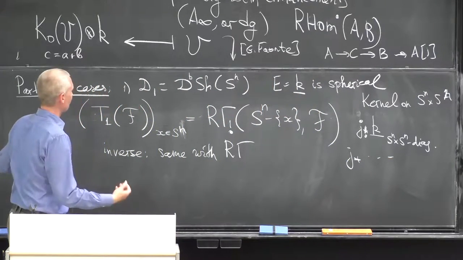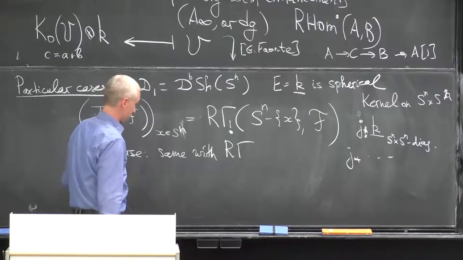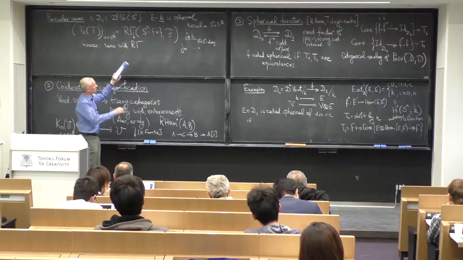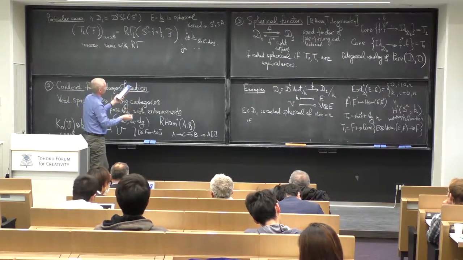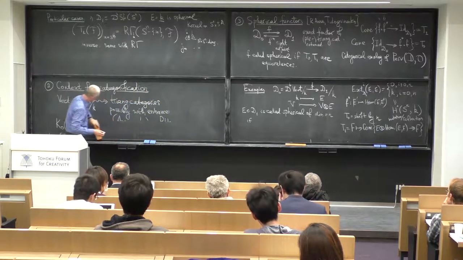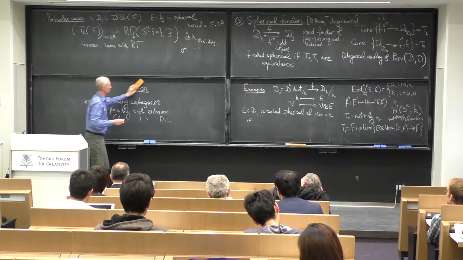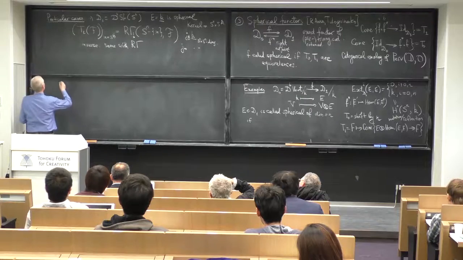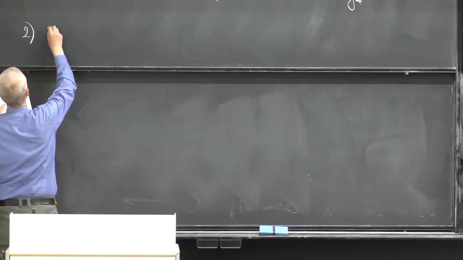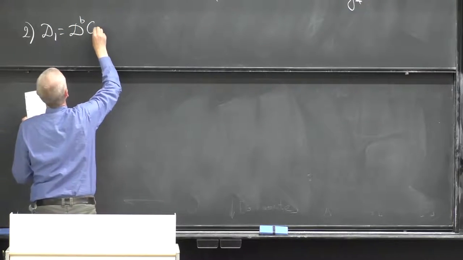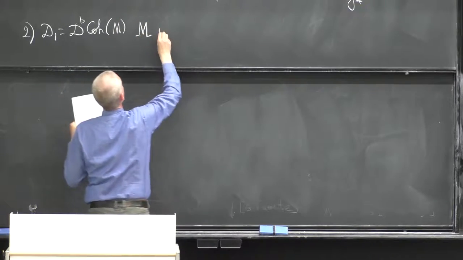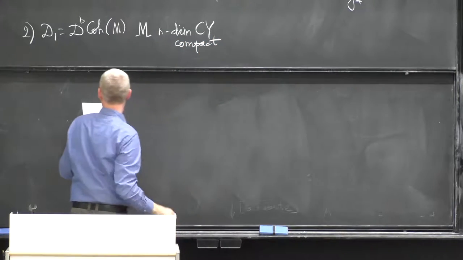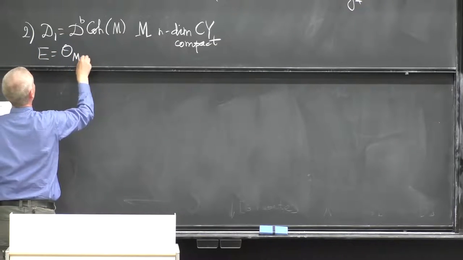So it's a kind of a version of the Fourier-Sato transform, except we live on the same sphere. We throw away the diagonal, while in the Fourier-Sato transform, we throw away the set of pairs which have positive scalar product. But in both cases, we have an equivalence. And here we have a self-equivalence. Another example, which is of interest in algebraic geometry, of course, is when D1 is the category of coherent sheaves on M, when M is an n-dimensional compact Calabi-Yau manifold, and E equals O_M or any line bundle.